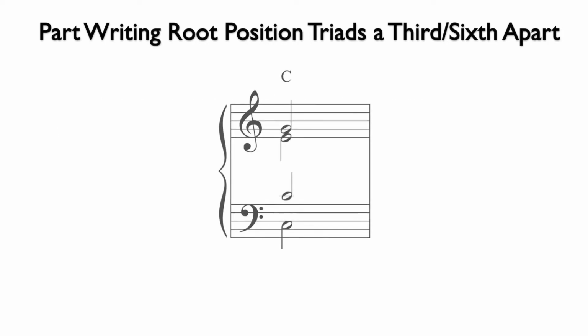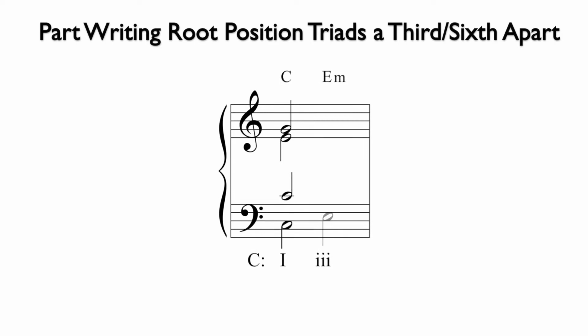Here is a C chord as a 1 chord in the key of C major. It has already been voiced with G in the soprano, E in the alto, C in the tenor, and C in the bass since it is a root position triad. Let's move this chord to an E minor triad, which is 3 in the key of C, and is a third away from the 1 chord.